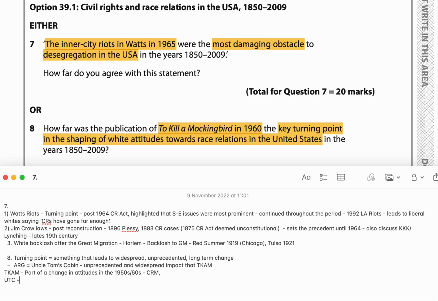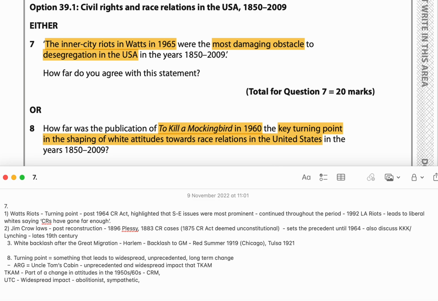Then I'd go to Uncle Tom's Cabin, and I would say that this had, as I say, a widespread impact. It was abolitionist, and you could use the quote from Lincoln, 'You're the little lady that started this great war.' It led to growth of the abolitionist movement and had this big impact on race relations. Much more sympathetic. But then, as a counterpoint, you could say it was quite paternalistic, and perhaps the characters are quite one-dimensional. But the question isn't about positive white attitudes, it's however things are changing.